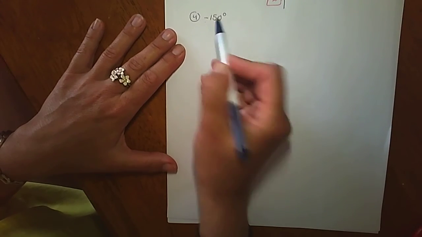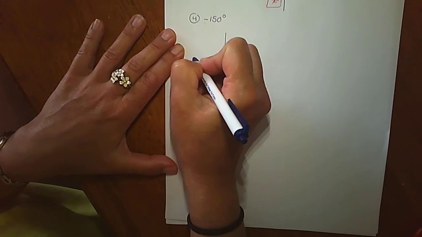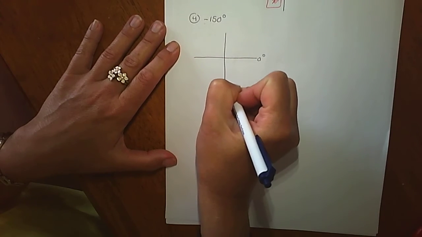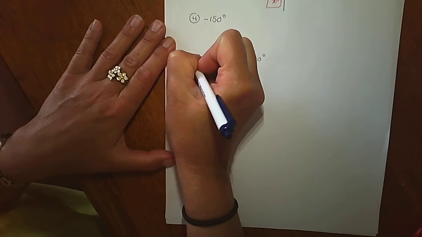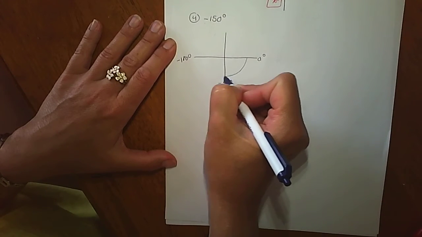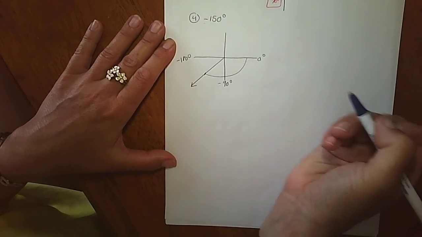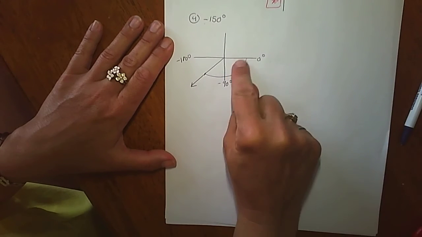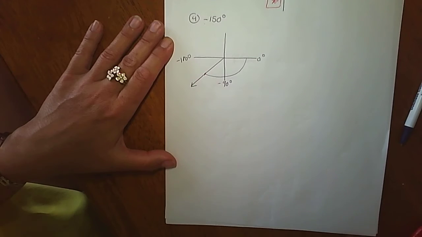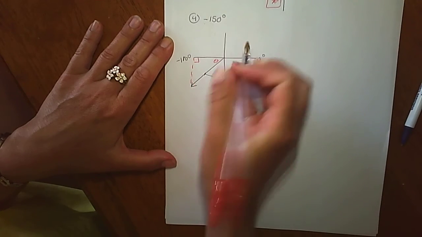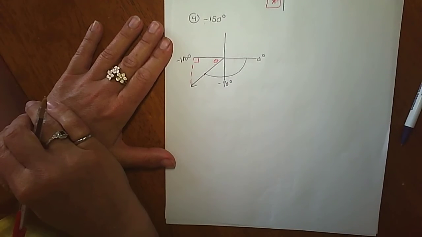Let's do negative 150. So negative means we're going down. So this is 0, negative 90, negative 180. So negative 150 means I'm going backwards to about here. Okay. So negative 150 brings me backwards. Again, I'm going to draw my right angle against the x-axis. So there's my reference angle, the red guy there in the corner.